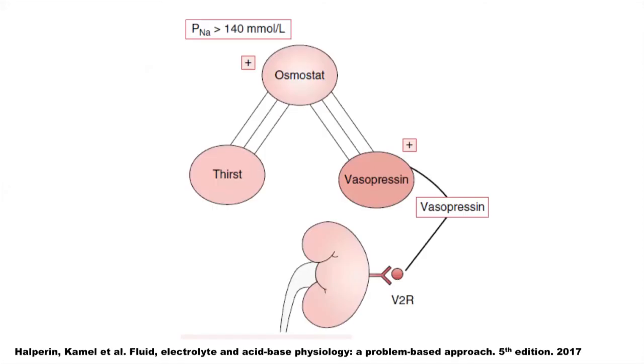So just to remind you about the control mechanisms for water in the body, there is the osmostat, which is located in the hypothalamus. And when the osmolality increases, and in particular the sodium above 140, two things are stimulated. The thirst center, which we tend to forget about, but very important in maintaining osmolality. And then, of course, the vasopressin release from the posterior pituitary gland, which then binds to the kidney and causes water retention.